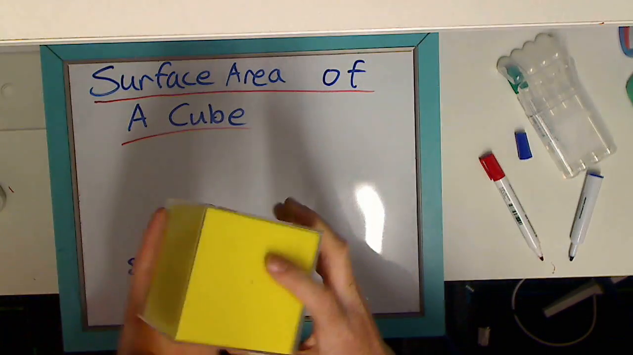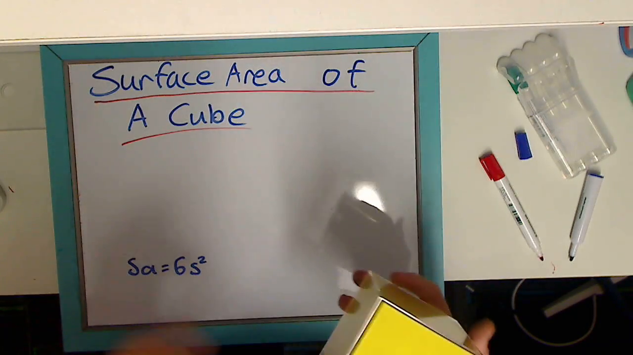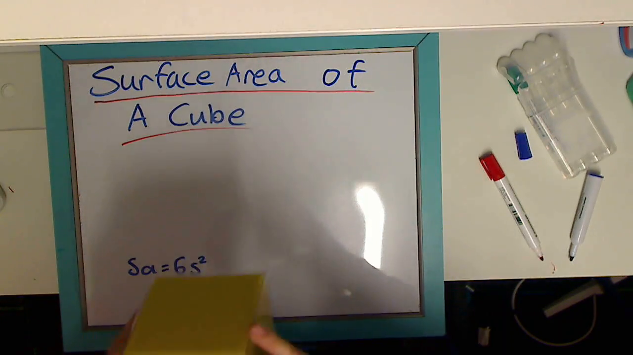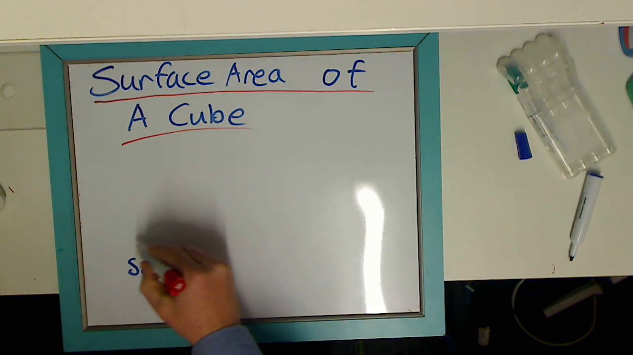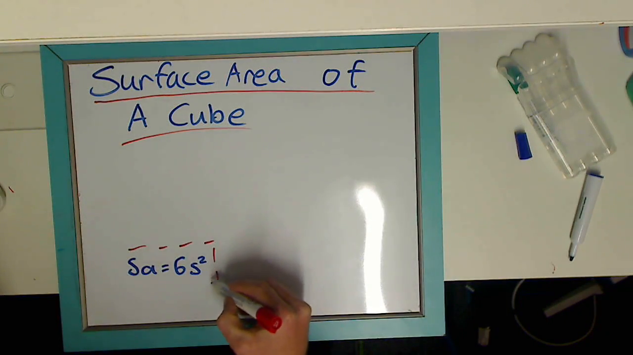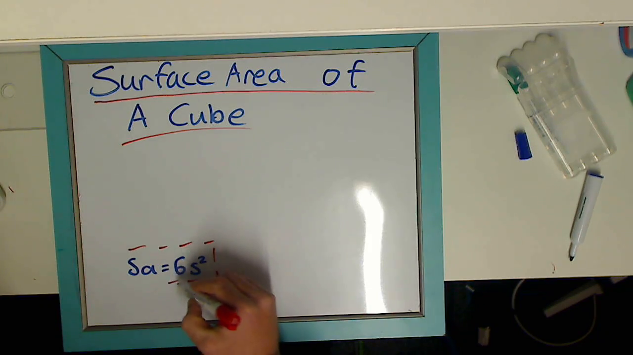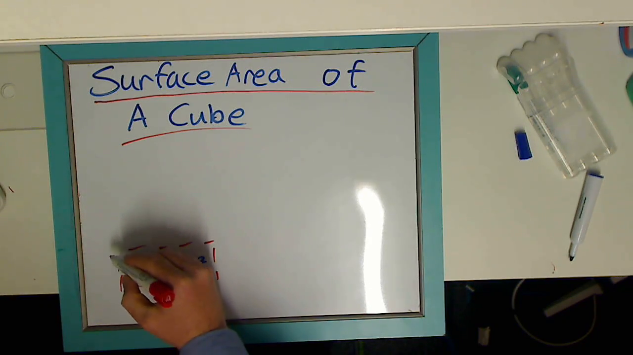Okay, the purpose of this video is to look at its surface area and give you a little bit of intuition as to why the surface area formula, SA equals 6 lots of s squared, works. Okay, so let's get started.